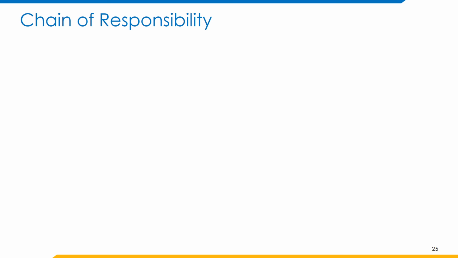Chain of responsibility. In this design pattern, we will discuss the object communication problem. One object wants to communicate with another object, but the object which wants to communicate doesn't know about the destination object. In that case, we will apply this design pattern.